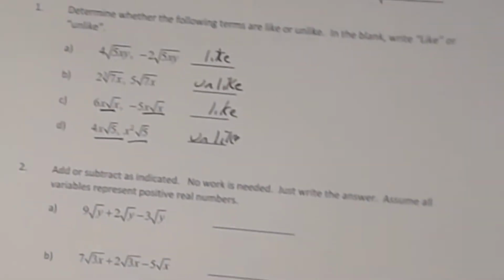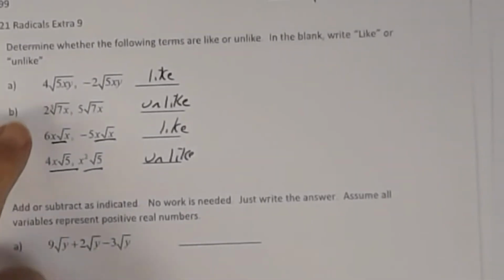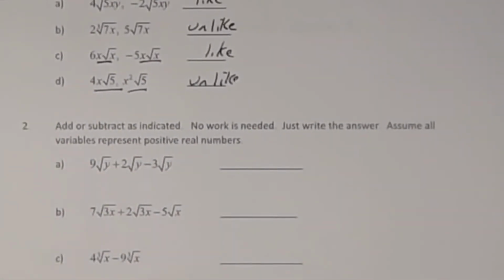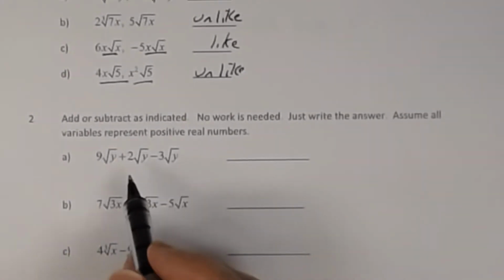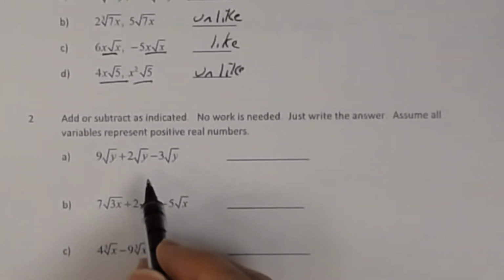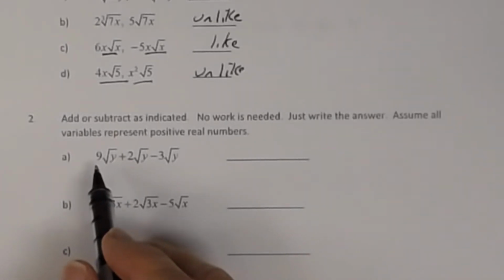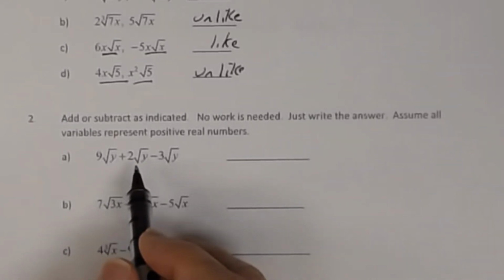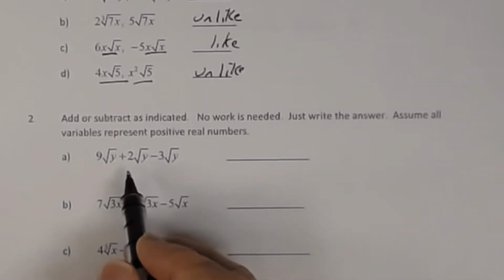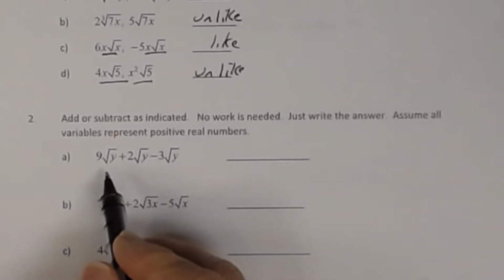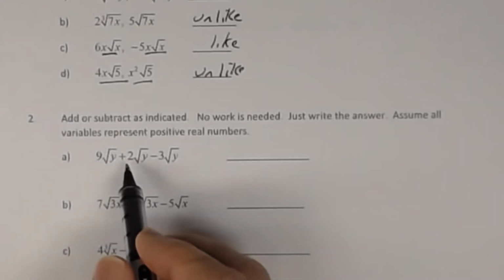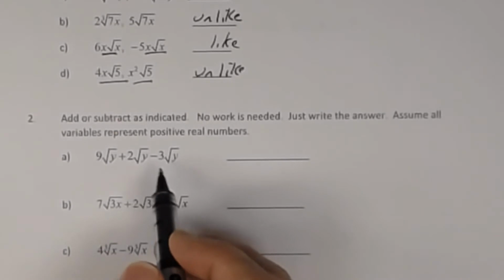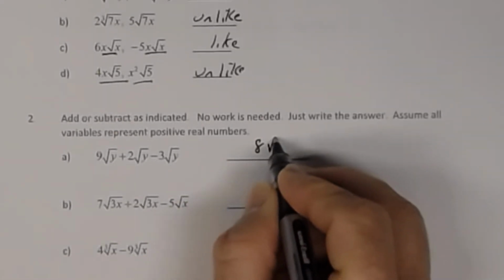Okay. Now, in number 2, you're going to use the idea of like and unlike to help you. Actually all of these are going to be simplified. So the radicals are simplified. It's going to be on the next worksheet where you get to simplify some radicals. But here, if you look at letter A, you have 9 square root of y, 2 square root of y, and a -3 square root of y. So all those 3 terms are like terms. So you just add their coefficients. 9 plus 2 is 11, 11 minus 3 is 8. So you get 8 square root of y.